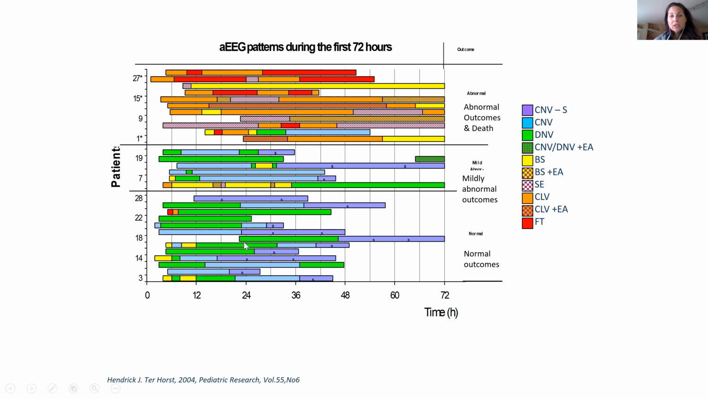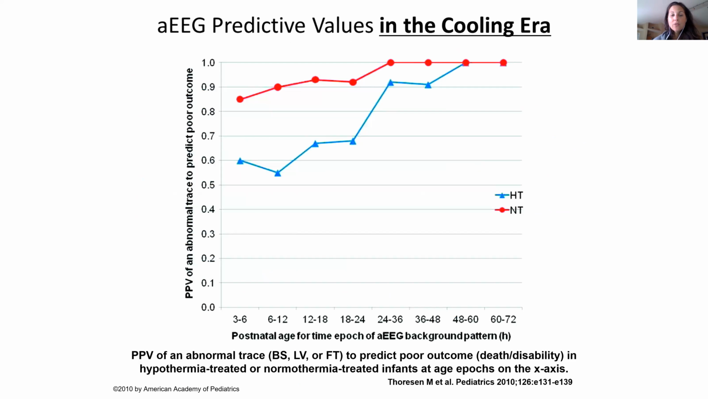So what this study showed was that if by 24 hours babies would convert to discontinuous or normal voltage patterns, they were more likely to have a good outcome. So this is how, for a long time, we were looking at kiddos. Then Mariana and Linda and Lena decided to look at the cooling era babies.